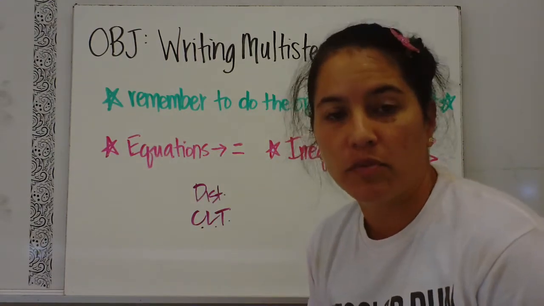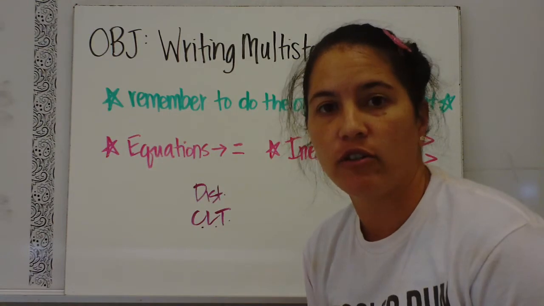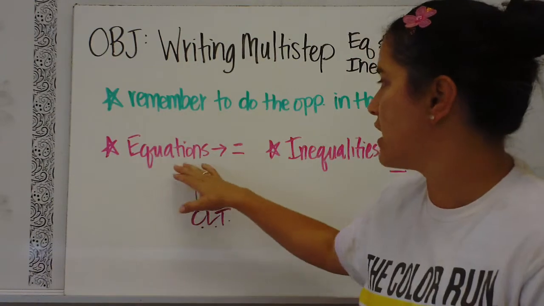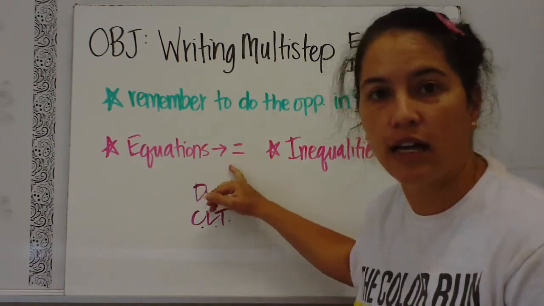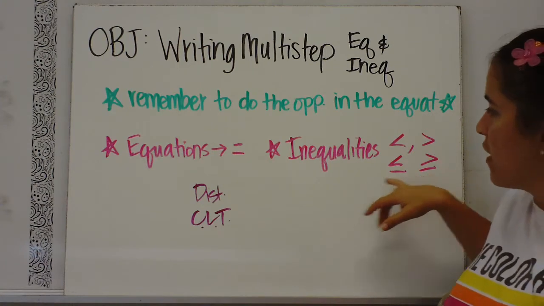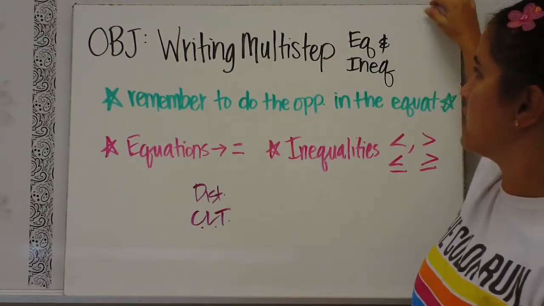If you're reading a word problem and you know what to do to solve it, then when you write your equation, you're going to do the opposite in the equation. Equations use an equal sign, and inequalities use the four inequality symbols. And don't forget that you have to distribute and you have to combine like terms. So let's get started.